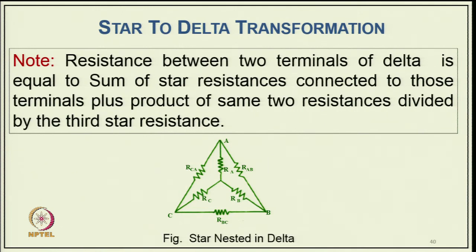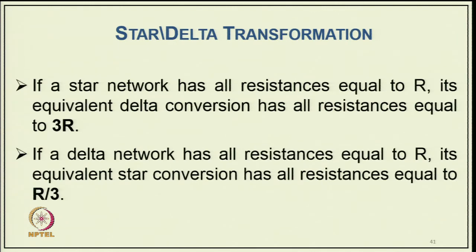Well, to start with the star to delta transformation, note that the resistance between two terminals of the delta is equal to the sum of the star resistances connected to those terminals plus the product of the two resistances divided by the third resistance. So the very purpose here is, typically, you want to find RAB. You have to take the sum of your RA plus RB, and then plus RA times RB divided by RC. So that is an easy way to remember the relation, as we discussed earlier.